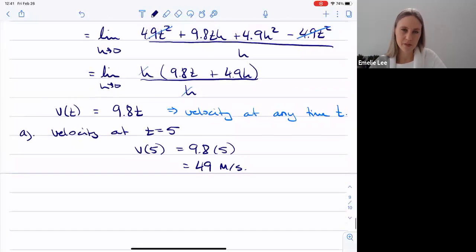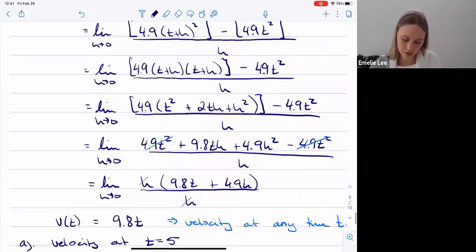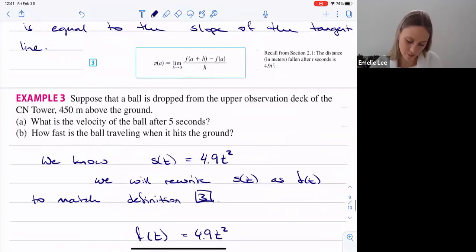All right. So the last part, or I guess the second part, how fast is the ball traveling when it hits the ground? So we have our velocity function. But now we need to know, okay, well, how long until it hits the ground, right? How long until it's traveled 450 meters?